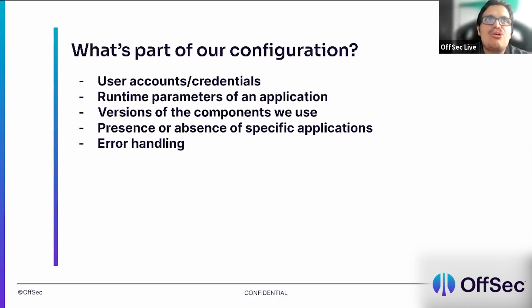For instance, if we're using Guzzle in a PHP app, which is a module to consume APIs, the version of that is part of our configuration. The presence or absence of specific things is part of our configuration. For instance, if our workstation is running or not running an antivirus application, that's part of our computer's configuration. And finally, error handling, how we deal with problems, is part of our configuration.